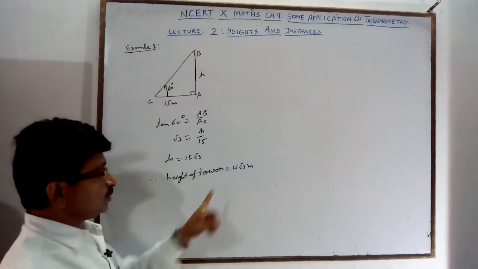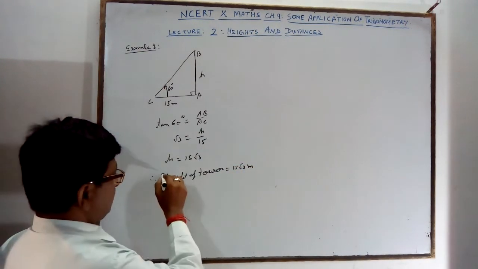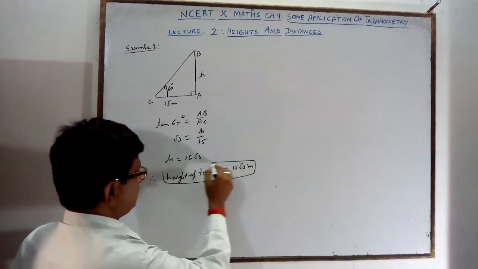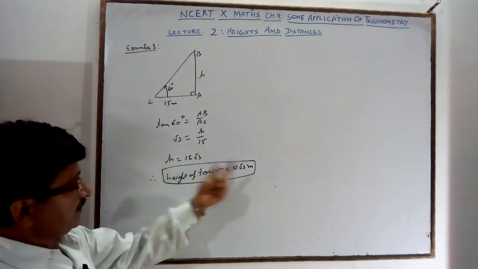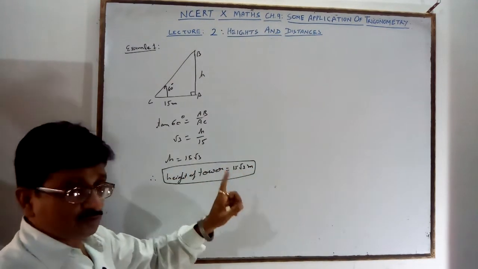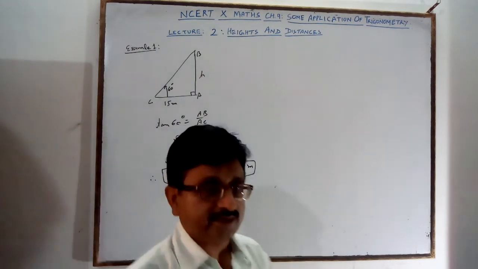If the value of root 3 is given, then you can solve it by putting in the root 3 value. If it is not given, you can write the answer as it is.